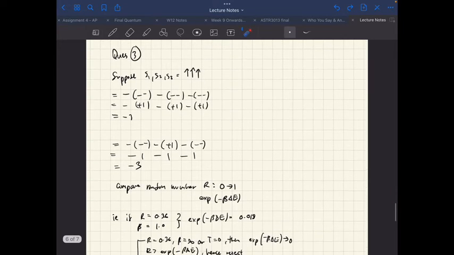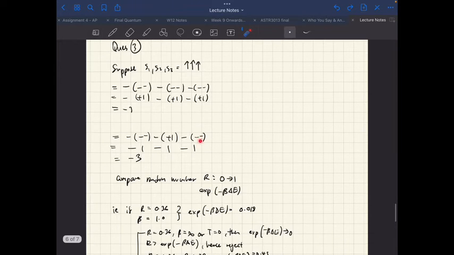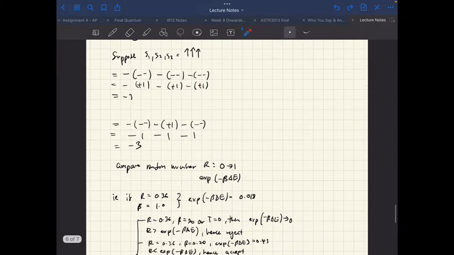Number 3, we are given that S1, S2, and S3 are all up. That means everything is negative. And then they ask us what happens if we flip a sign. If we flip the sign, that will be positive. Let's look at this again. Negative, so +1, +1, +1, that will be -1, -1, -3. Whereas for this one, if we flip the sign, it will be negative.